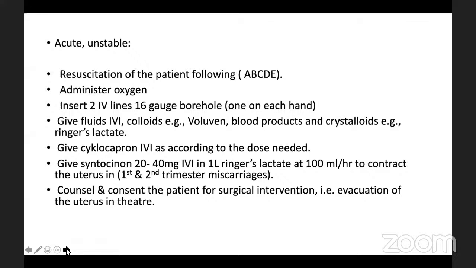Then we also need to be talking to the anesthetists. It's more or less a multidisciplinary plan here, if the patient has got to go to, say, theater immediately, for example, for an evacuation of the uterus.